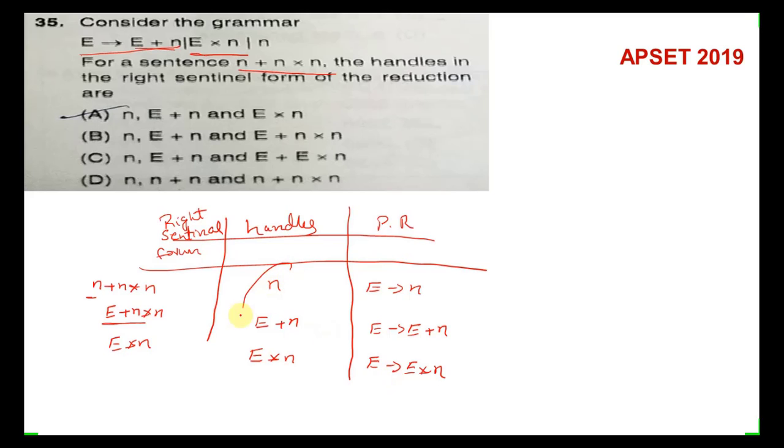Now write the handles here. What are the handles? The handles are first n, after that E plus n, and after that E star n. So the answer for this question is option number A.